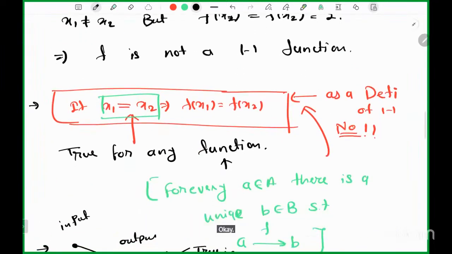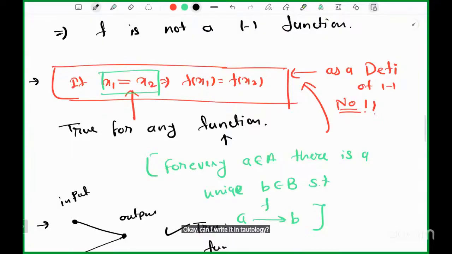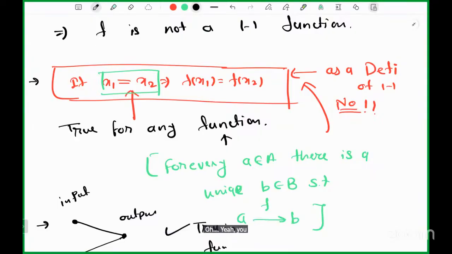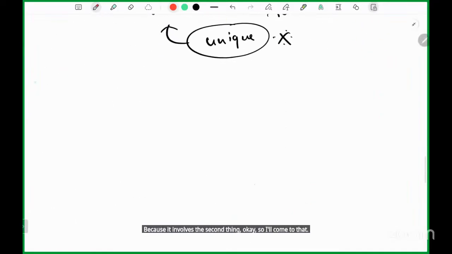Okay, can I write it in tautology? If x1 is equal to x2 if and only if f of x1 is equal to f of x2. Yeah, you can write that. If, in place of a one-sided implication, you consider both-sided equality, that is the if and only if condition, then you can consider it as the definition, because it involves the second thing. Okay, so I'll come to that.